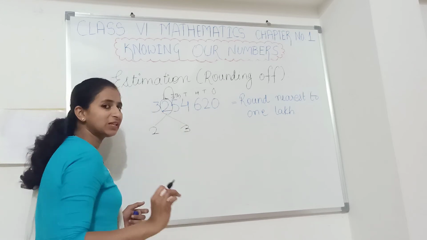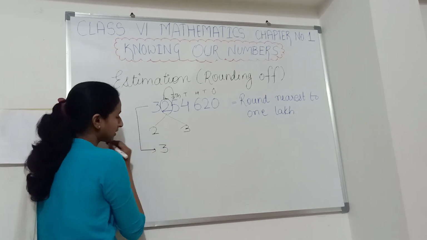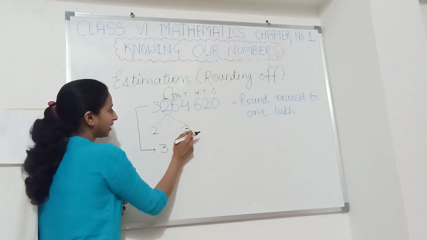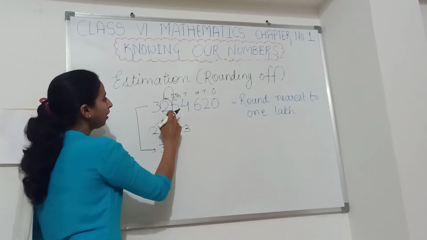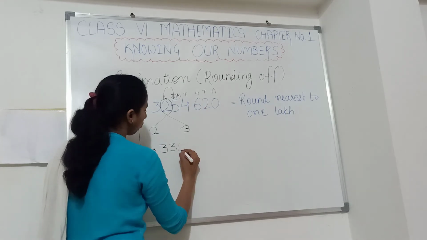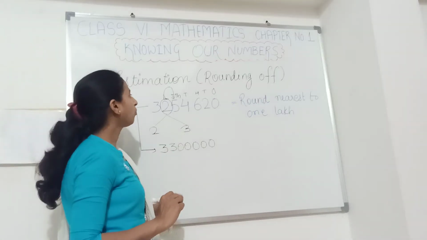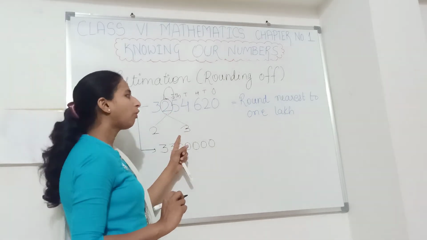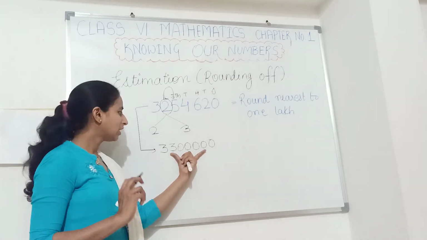Here I can see the number is exactly 5. So what is going to be my answer? The previous number I write as it is, that is 3. Since the next number is 5, we change the lakhs place to 3. It will become 3, and all the remaining numbers will become 0. How many numbers are there? 1, 2, 3, 4, 5. So this is my answer. If I want to round off this number to the lakhs place and follow the steps properly, then I get this answer. Is it clear, students? So the answer is 33 lakhs.